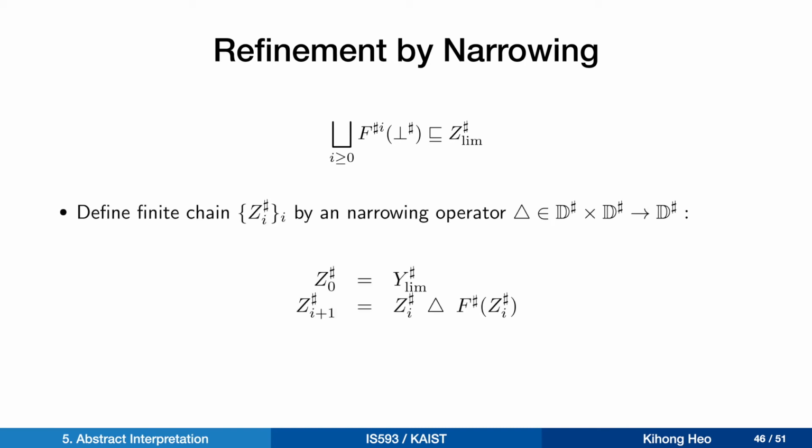Next, let's talk about the finite decreasing chain by narrowing, such that each last element is still larger than or equal to the ideal analysis result. The finite decreasing chain by narrowing is defined as follows. It starts from the widening result. And then we apply narrowing to the input and output of f. That will be the next element of the chain. This chain will be finite.